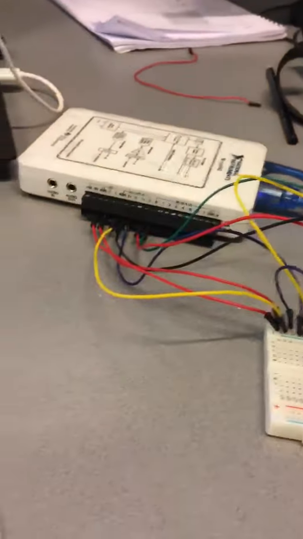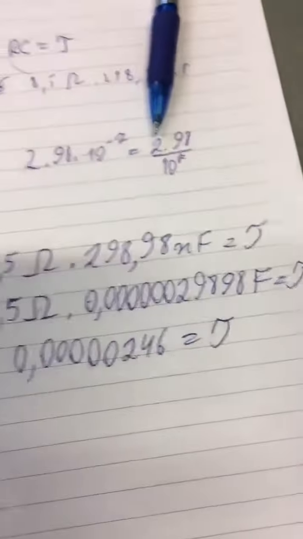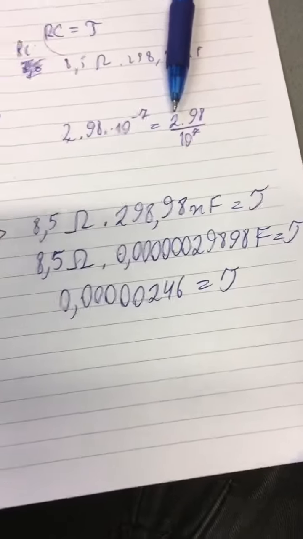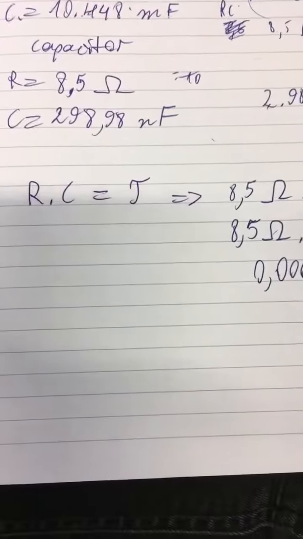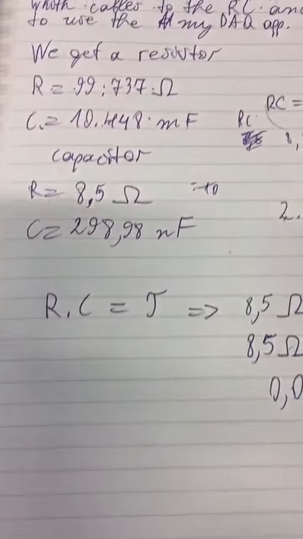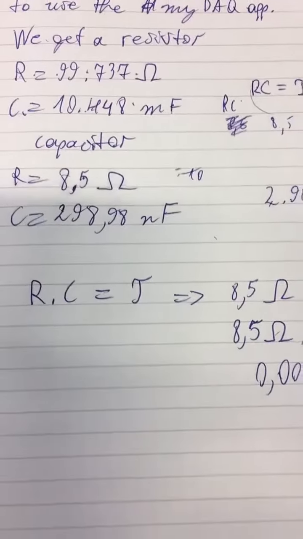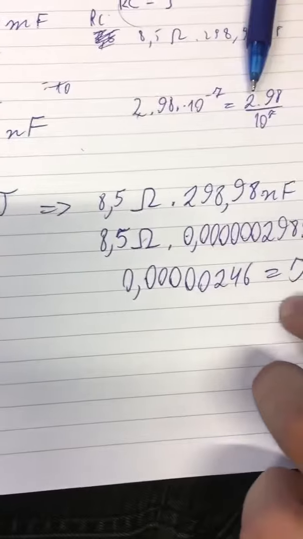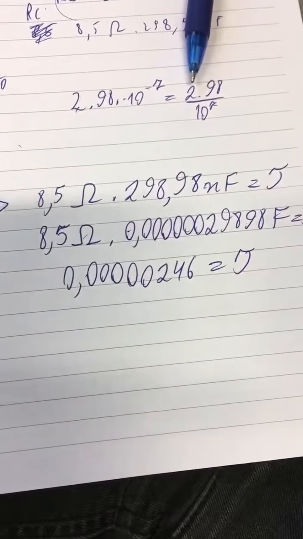And also we were required to find tau, which is basically the ohms we have from our resistor and the farads we had from our capacitor, and the formula is R multiplied by C, and then we find the answer, how many seconds, equals tau.